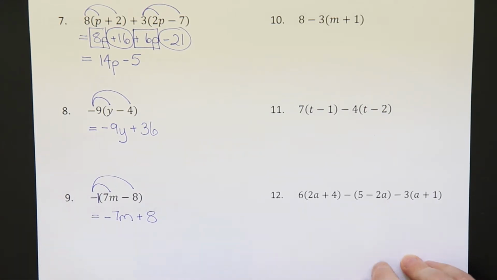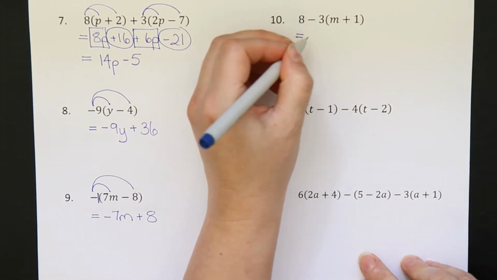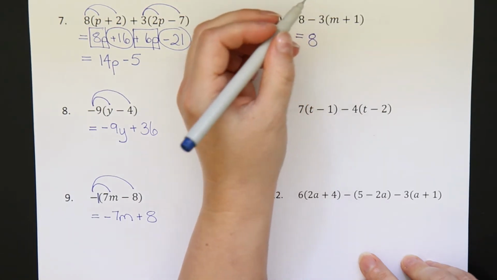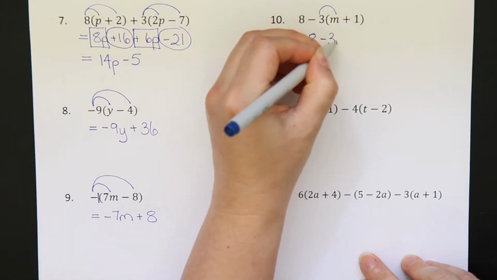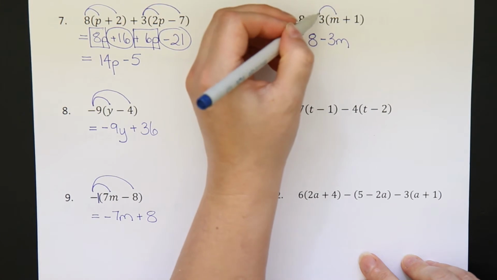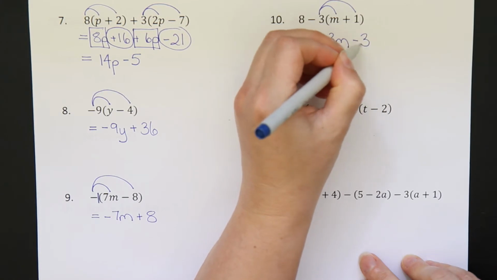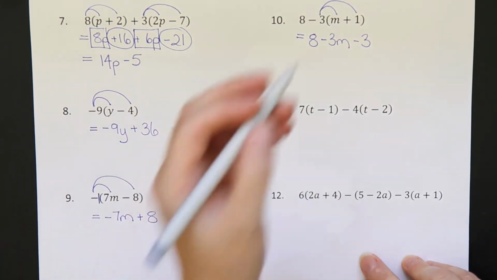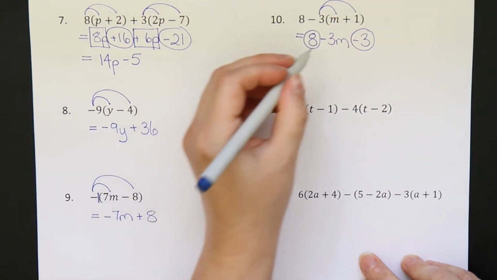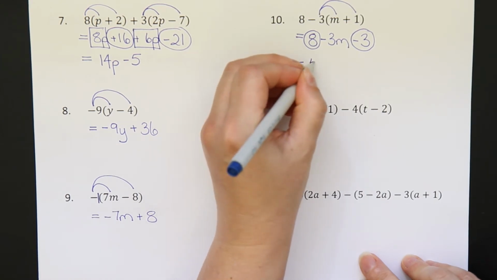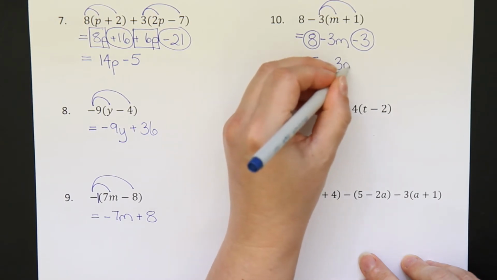Alright, question 10. Expanding. Alright, the 8 is not part of the bracket, so let's leave it sitting out the front. I need to multiply the minus 3 with the m, so that will be minus 3m. And I have to multiply minus 3 with a plus 1, which makes minus 3. Looking for any like terms there. The 8 and the negative 3 can go together. 8 minus 3 is 5 minus 3m.